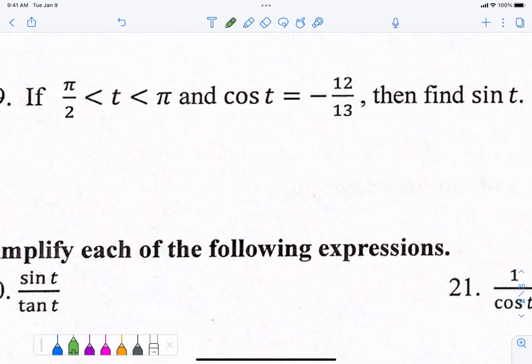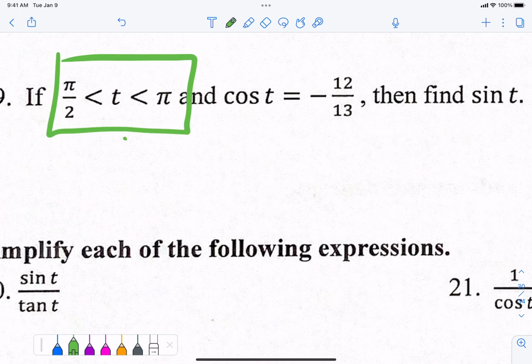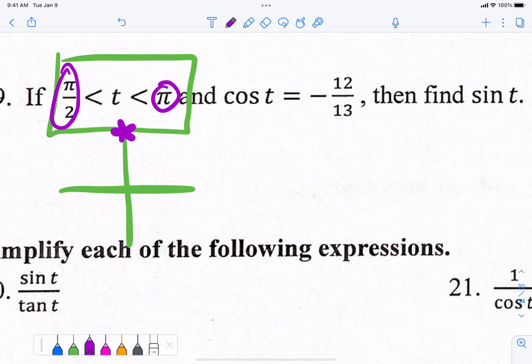Okay, they give me two pieces of information. This thing right here, what does that first tell me? It's in the second quadrant. Because where does pi over 2 live? At 90 degrees, right? Where does pi live? 180 degrees. So if t has to live between those two, I know I'm in the second quadrant. So draw a triangle in the second quadrant. Bow ties, not hourglasses.